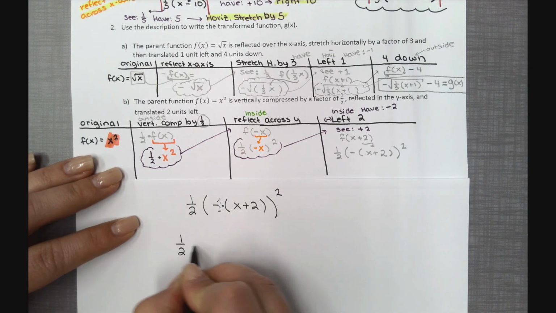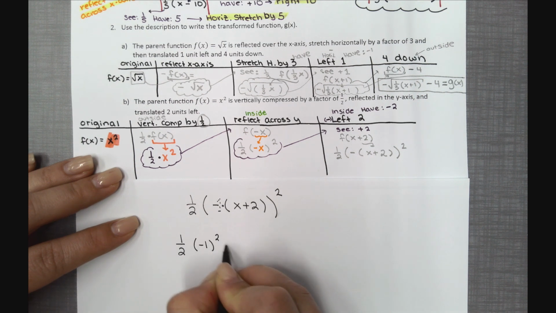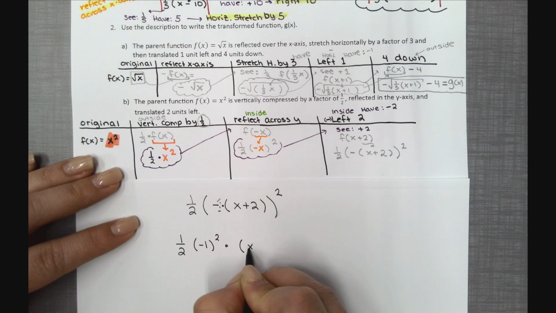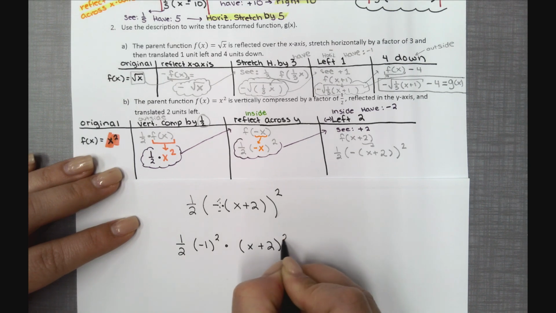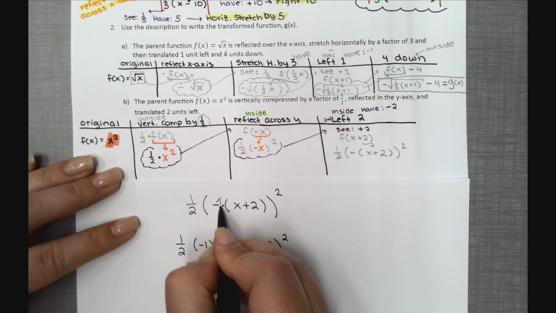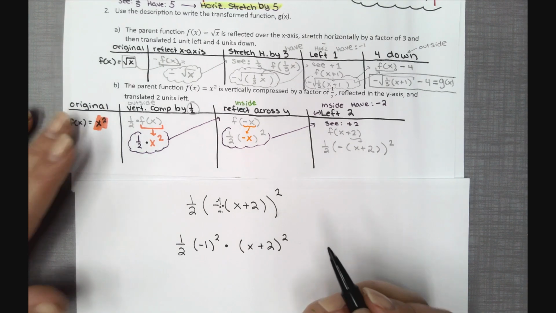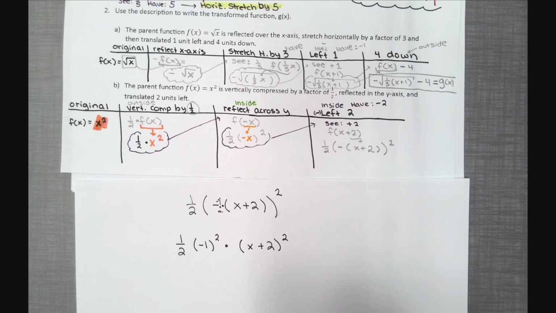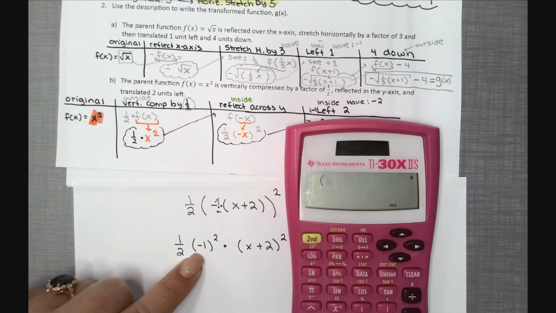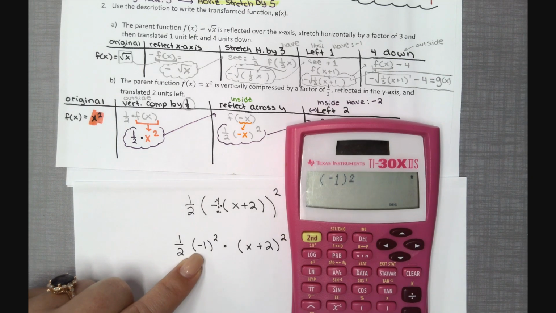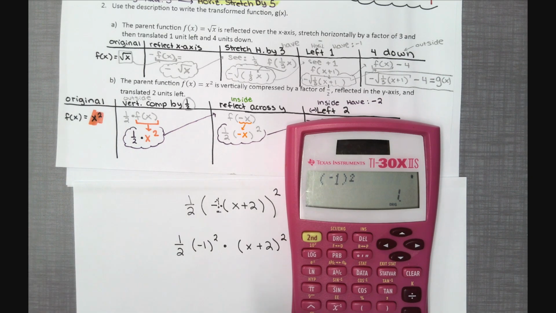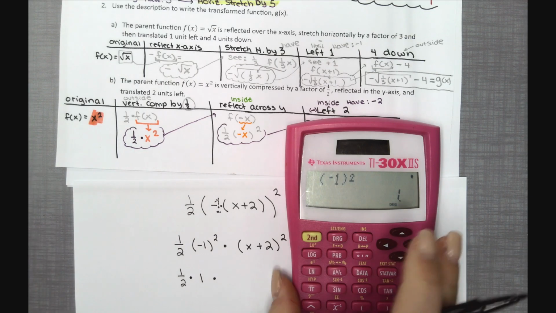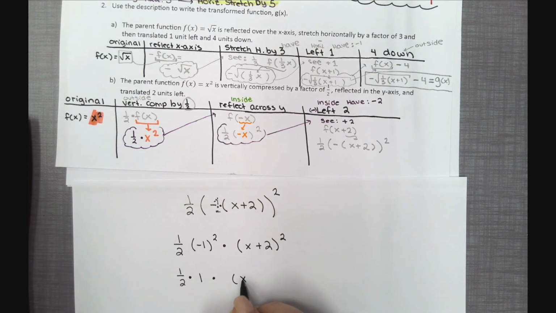So what I really have is 1/2, open, negative 1 squared times x plus 2 squared, because I had this secret negative 1 on the outside. Now if I take a calculator, I have to type this in with parentheses, if not it will give me the wrong answer. If I take negative 1 and square it, it gives me a positive 1. So I actually have 1/2 times 1 times this x plus 2 squared.